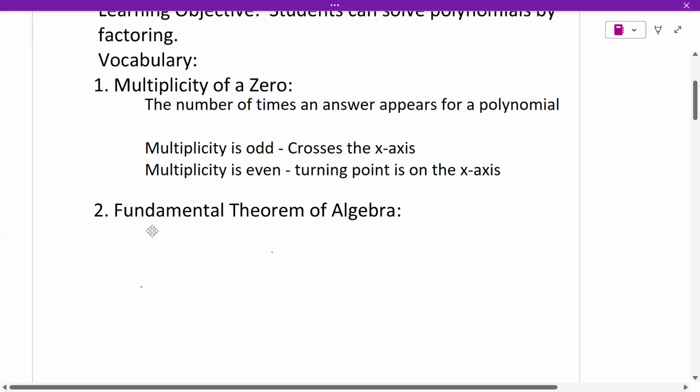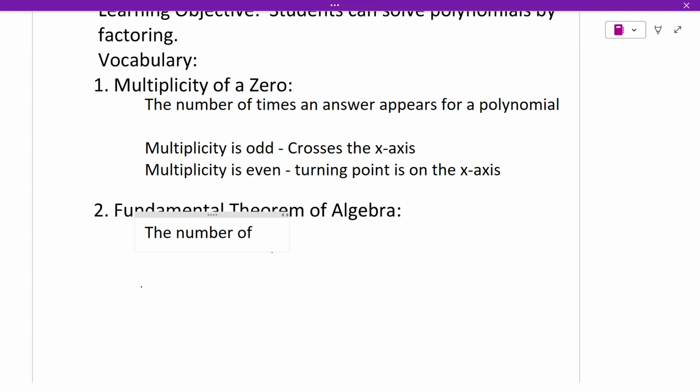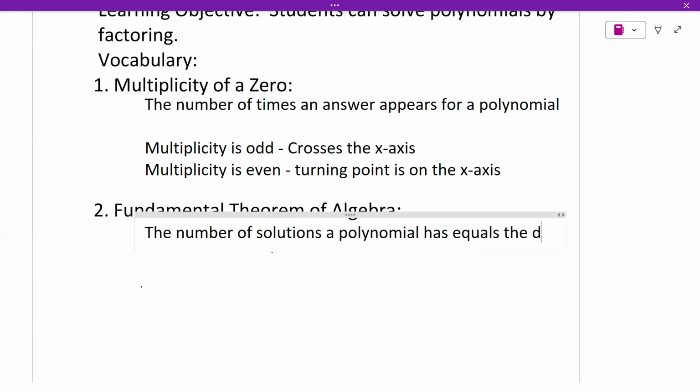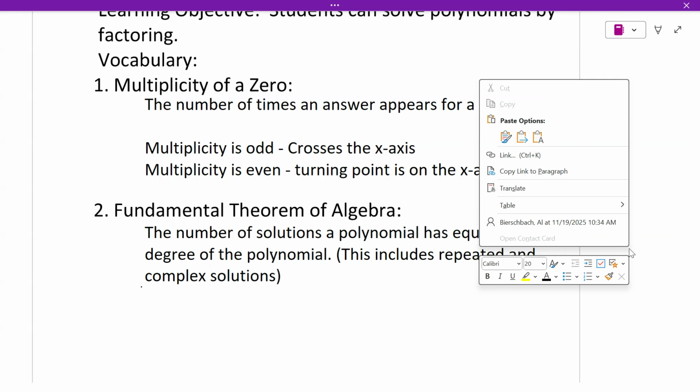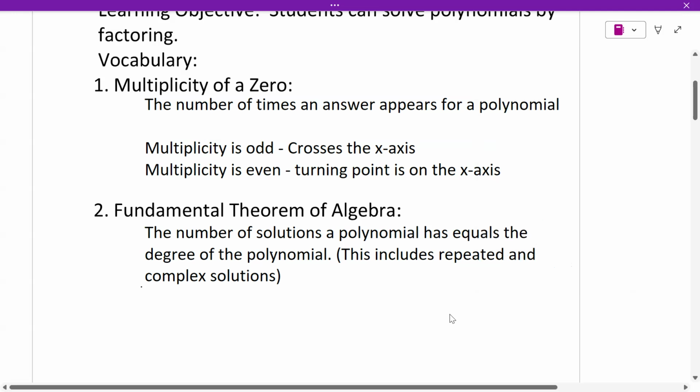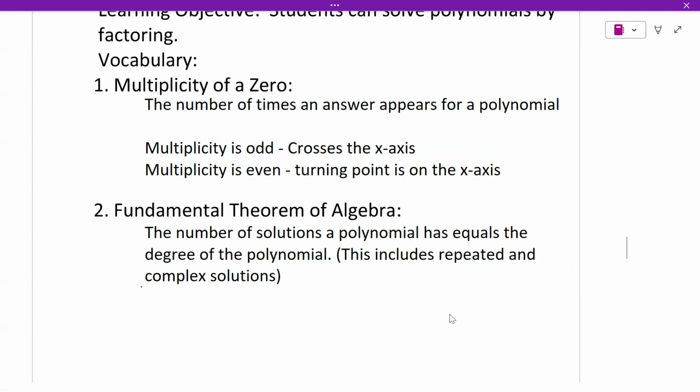All right, and the fundamental theorem of algebra. The number of solutions a polynomial has equals the degree of the polynomial. This includes repeated and complex solutions. Complex solutions are the ones with i's in it, like 2 plus i or plus or minus 5i or something like that.